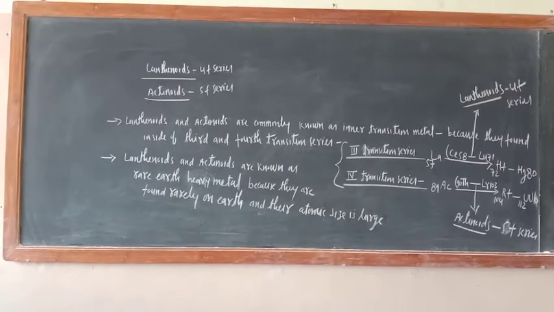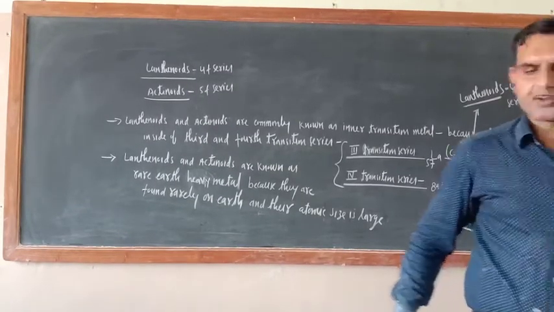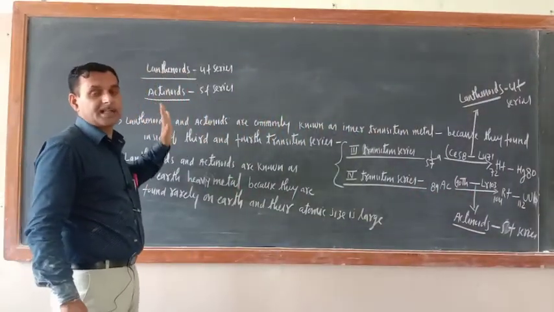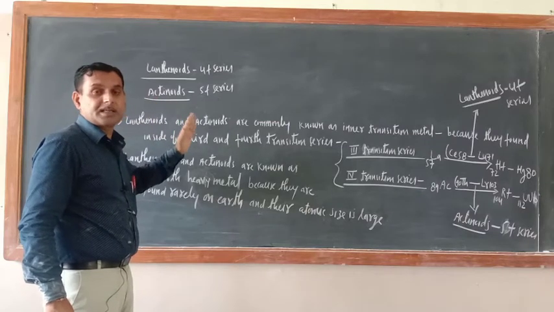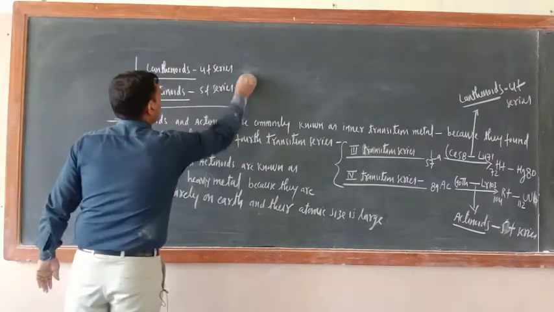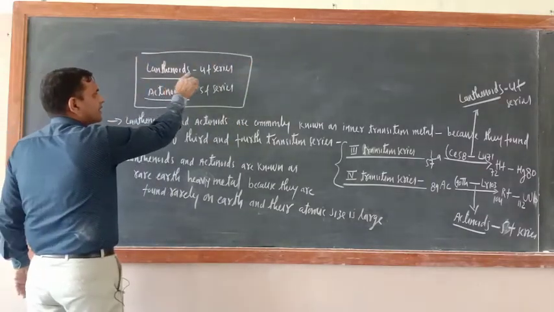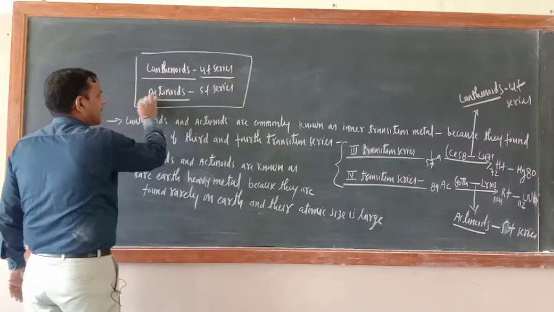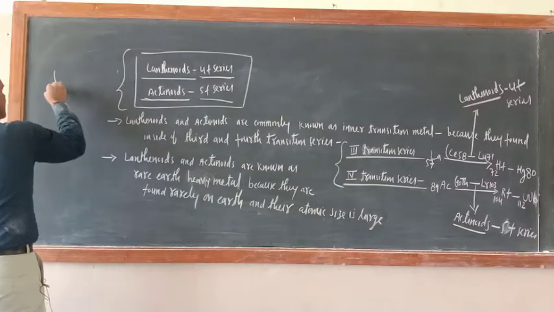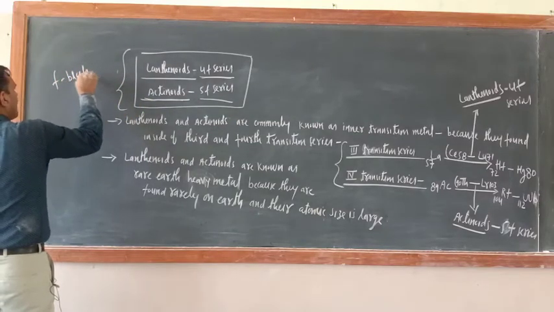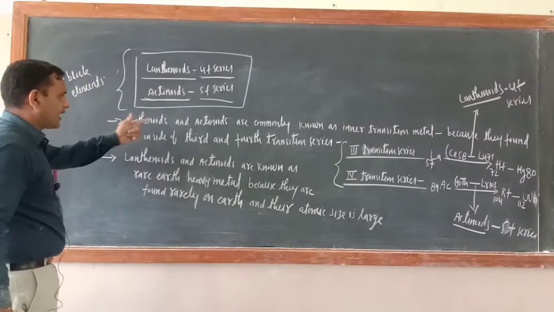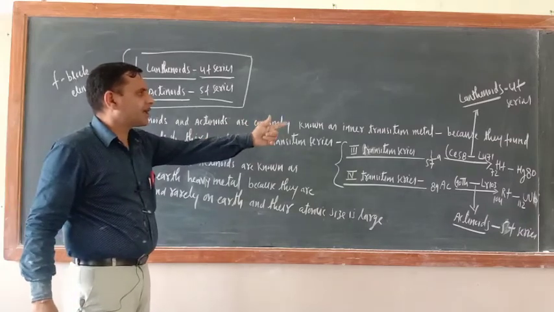There are some more points regarding the lanthanides and actinides. Just try to understand, as transition elements have been divided into four transition series, first, second, third and fourth, similarly F block elements are also divided into two categories. One is lanthanides, also known as the 4f series. Another is actinides, the 5f series. Combinedly they are known as F block elements. Lanthanides and actinides are commonly known as inner transition elements.